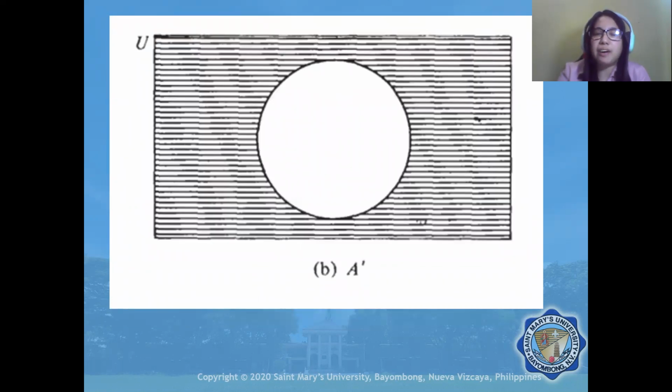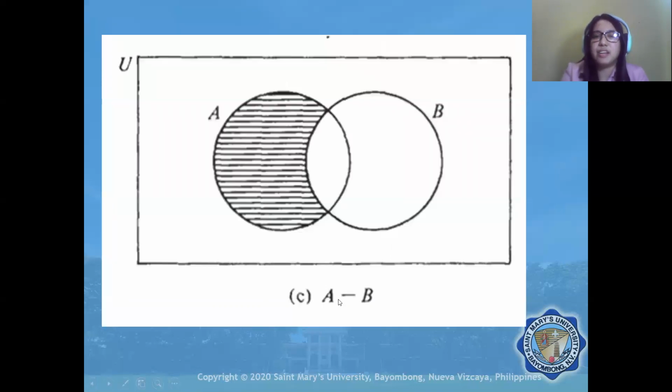We also have the symbol for the universal set. It is a rectangular form wherein the set is inside it, which means set A is a subset of our universal set. And A prime, based on the definition, is the elements of the universal set not in A. So we leave the circle blank and the shaded part is outside the circle.